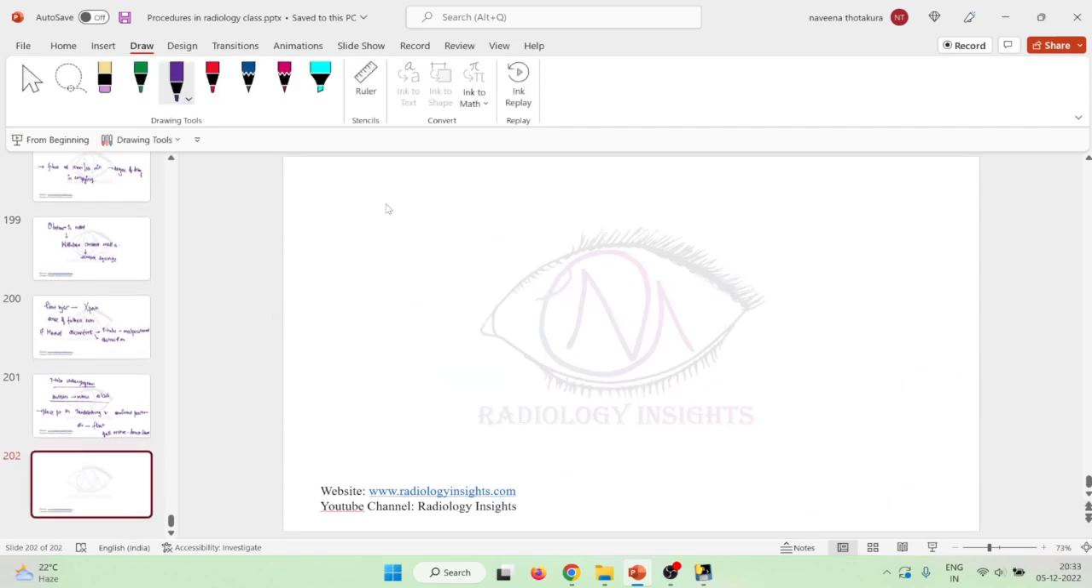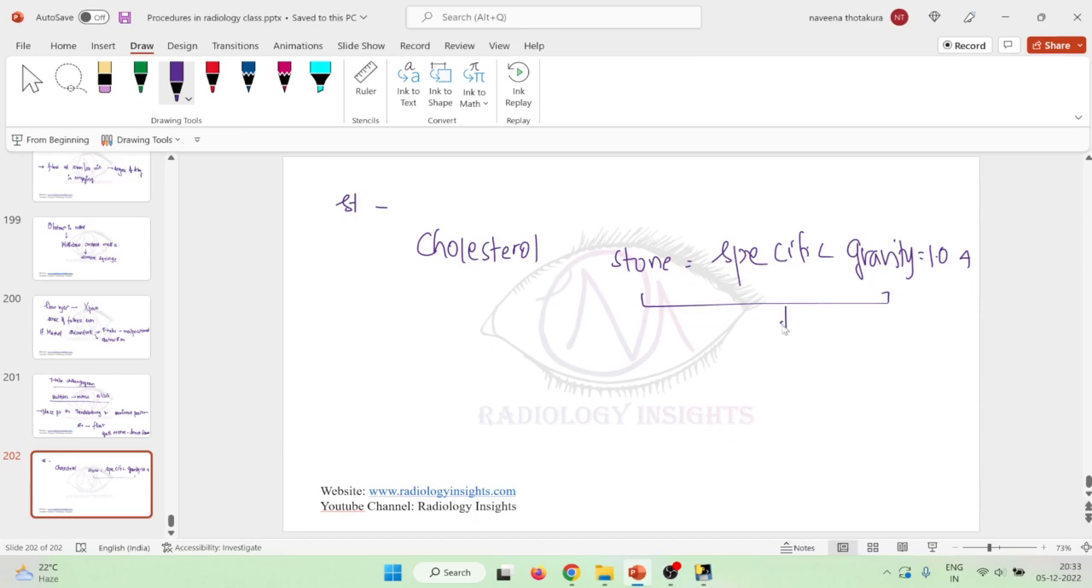So sometimes, if you see the cholesterol stone especially, sometimes the cholesterol stone has a specific gravity of around 1.04. Okay, this will not float. One thing, it will not float normally.